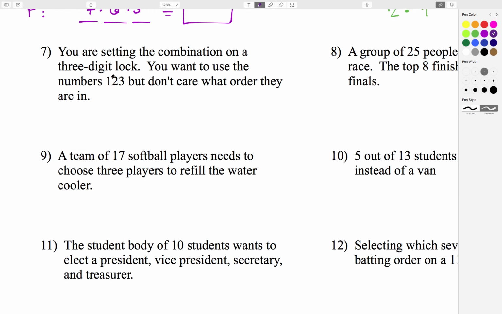So you want to use the numbers 1, 2, 3, but don't care what order they are in. This is a bit weirdly worded. I want to specify it the following way. If you have the 3 numbers, here you have 3 options for this number. Here you have 3 options for the other one. And you have 3 options for the other one. So, as per usual, we're going to have 3 to the third combinations, well, different passwords, which is 27.